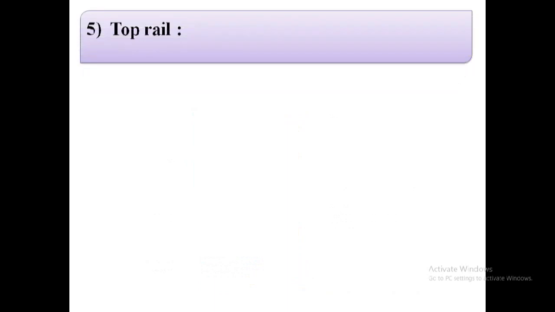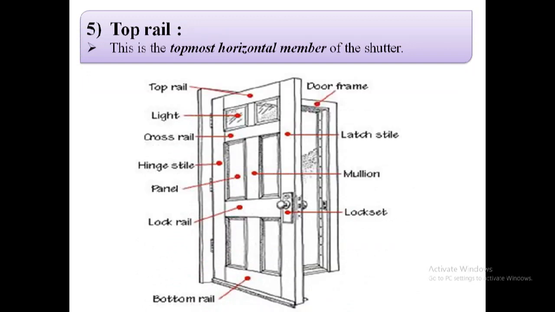Fifth technical term is top rail. Top rail is the topmost horizontal member of the shutter. So here this is the shutter and the topmost horizontal member of the shutter is known as top rail. So here you can see this one is the top rail.